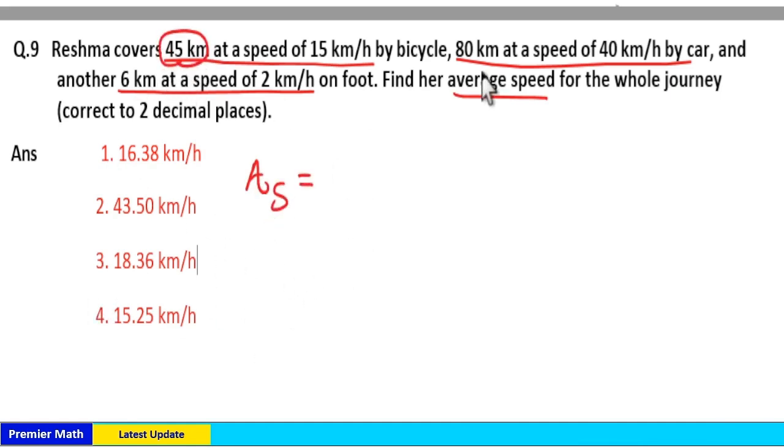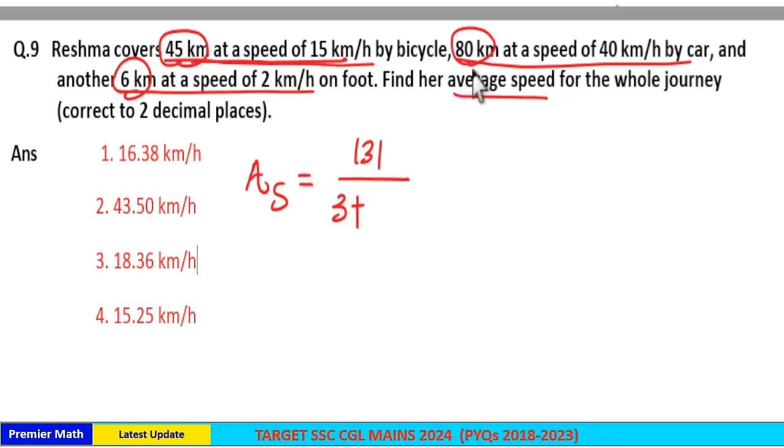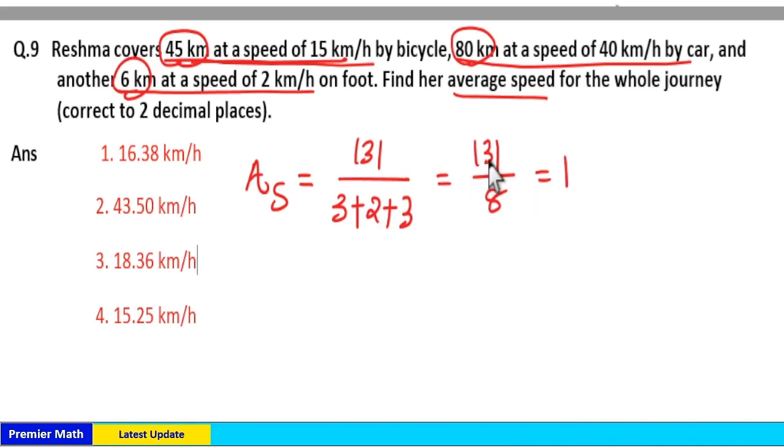Here total distance is 45 plus 80 plus 6. 45 plus 6 is 51. 51 plus 80 is equal to 131. Now total time means time taken for the first journey is 45/15, which is 3. Time taken for the second journey is 80/40, which is 2. Time taken for the third journey is 6/2, 3. So this is equal to 131 divided by 8. 8 goes 1 time in 13, remaining 51, 8 goes 6 times in 48, remaining 3. So here option 1 is your answer, 16.38.